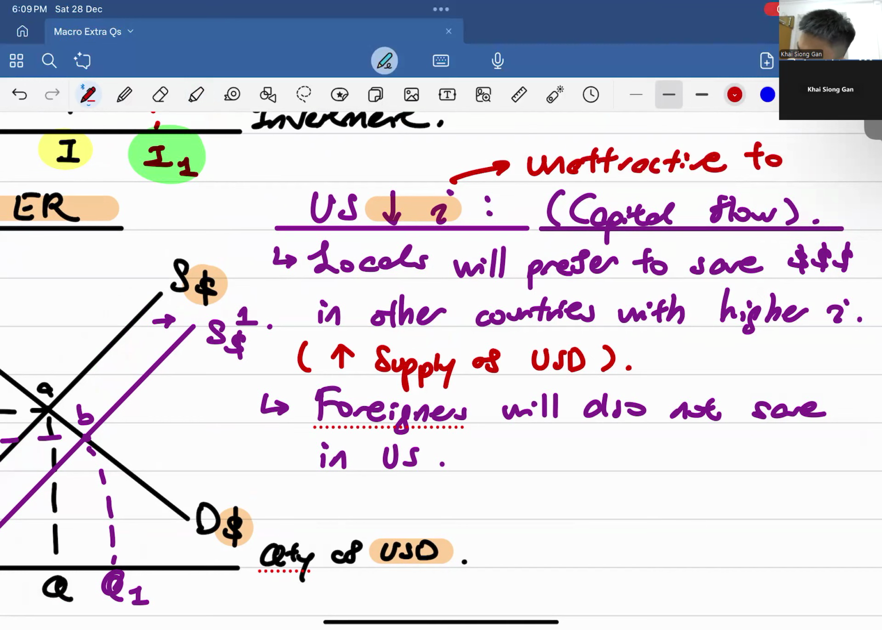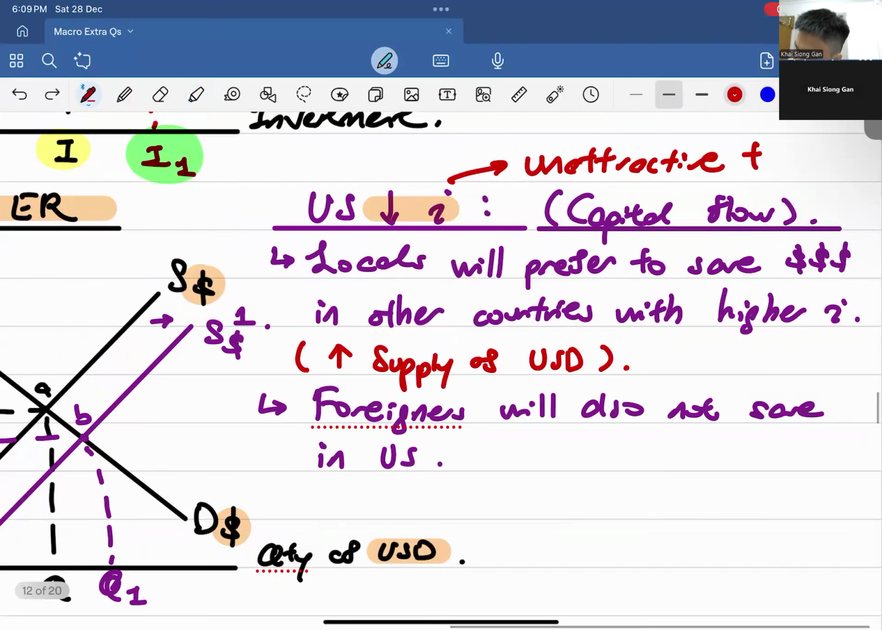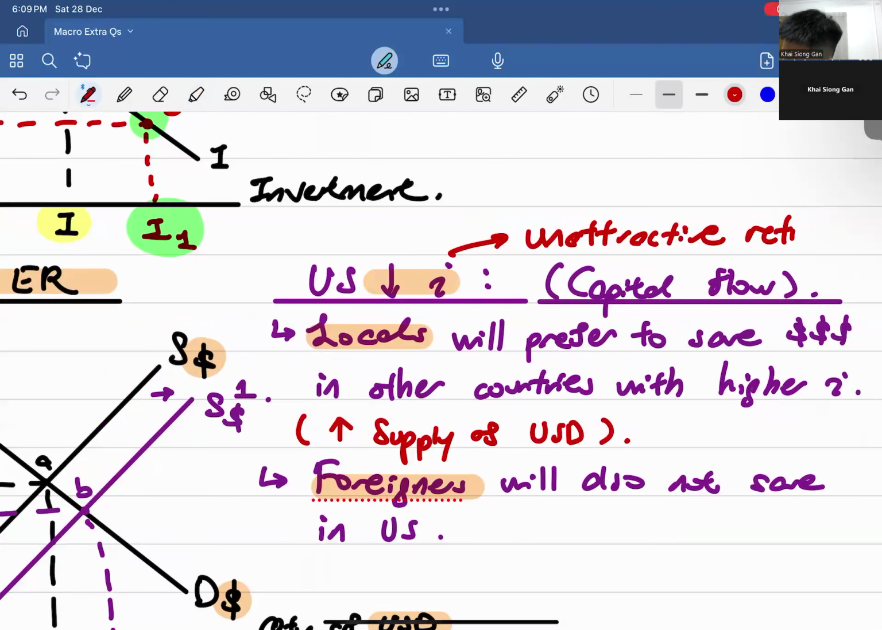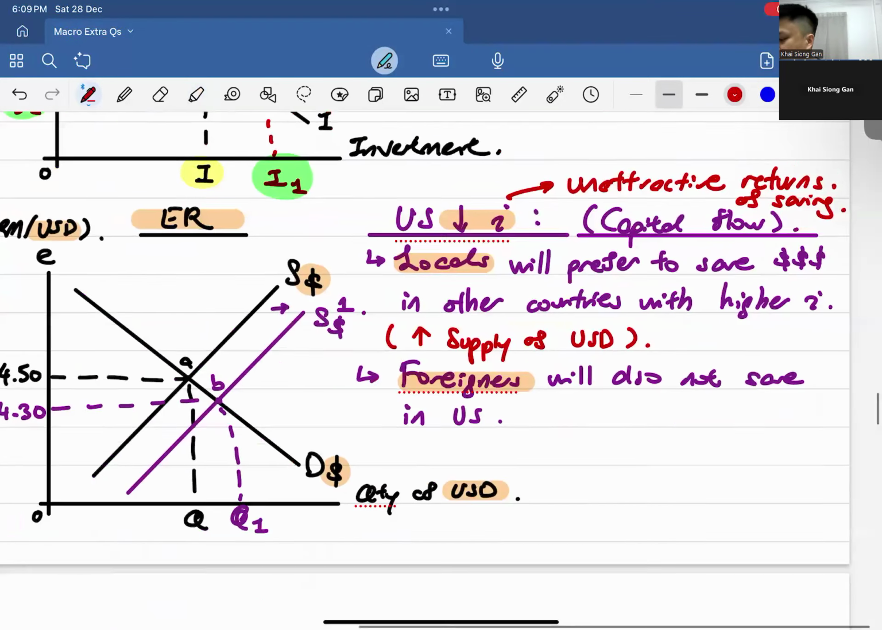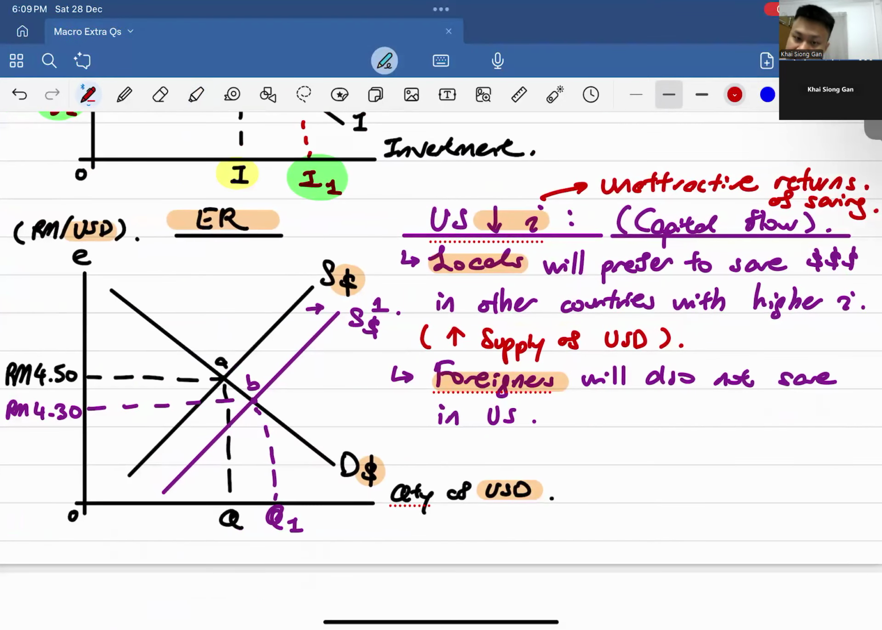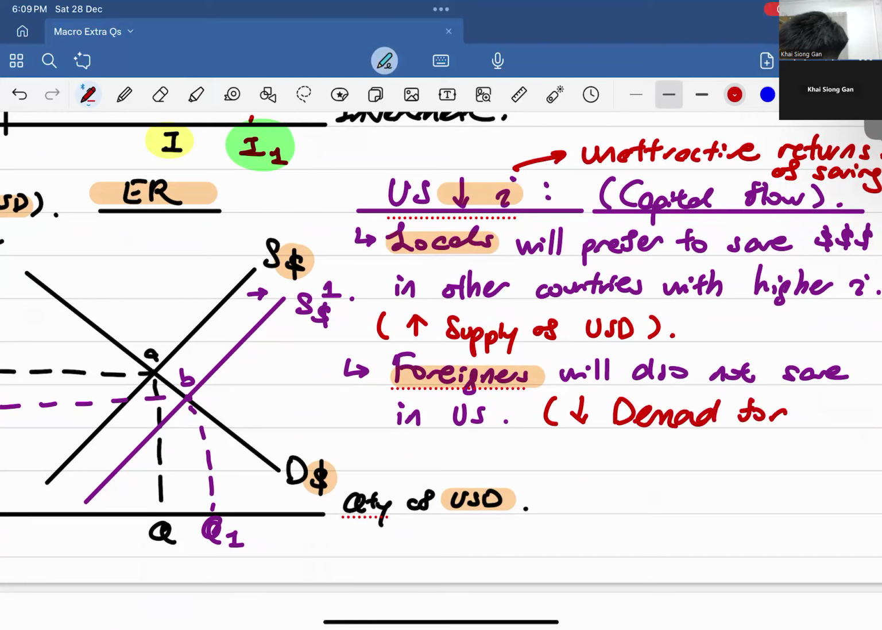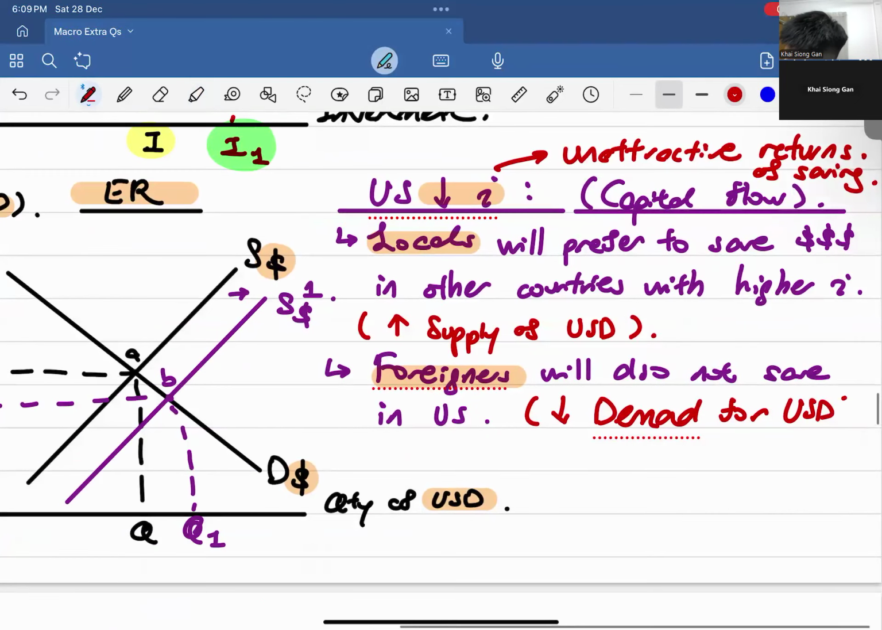Unattractive to the locals and foreigners. Why? Because of the returns of saving. Okay, remember when the interest rate becomes lower, that means it's really unattractive in terms of the returns of saving. Okay, so this one will result in lower demand for US dollars.